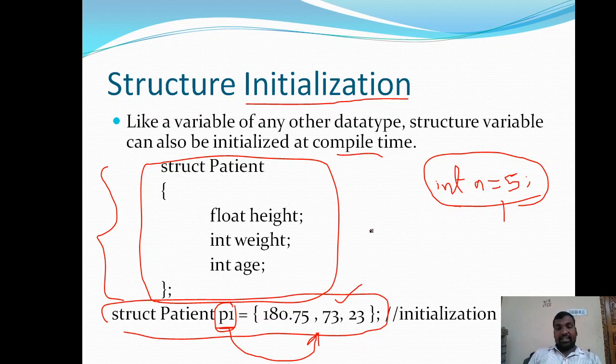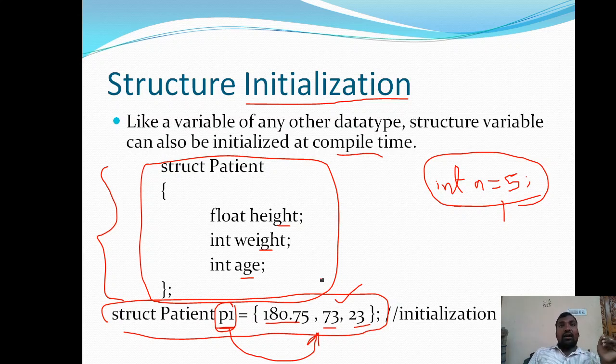Okay, so are you getting the point? So after assigning these values, the first value is assigned to the first variable, height, the second value 73 is assigned to weight, and 23 is assigned to age. Okay, so are you getting the point?